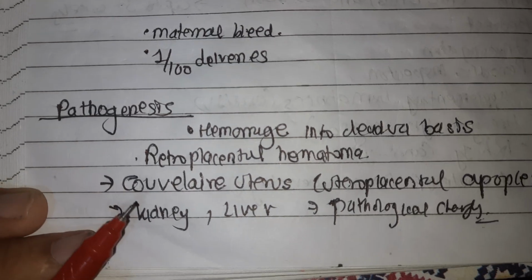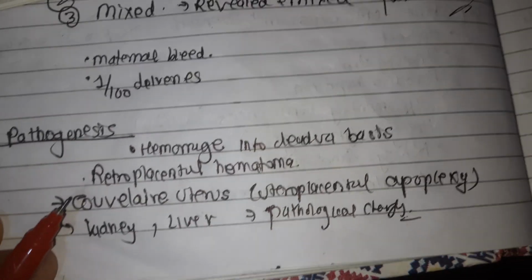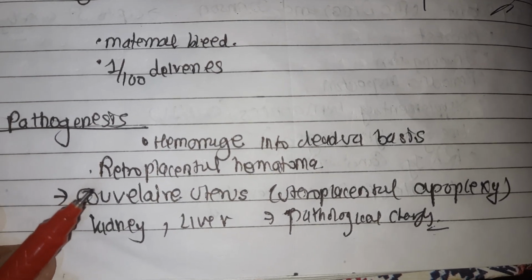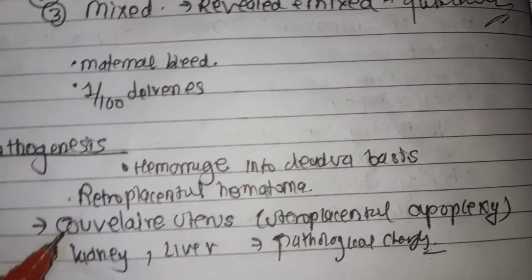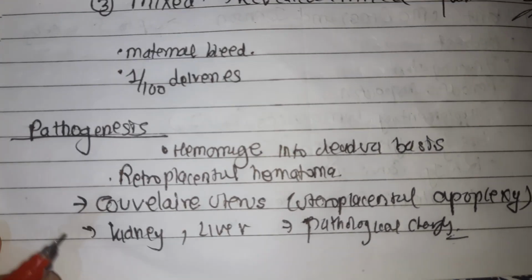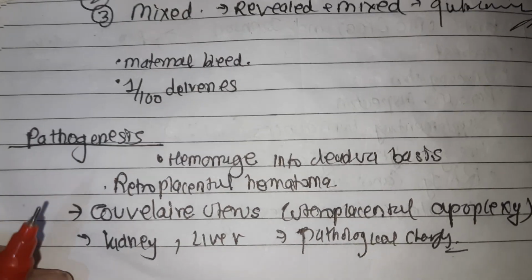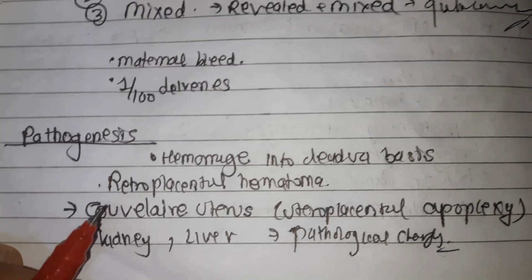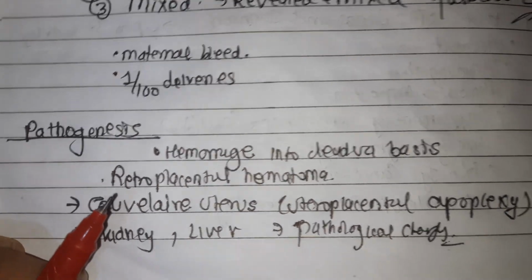And the next thing we have is the Couvelaire uterus, also known as uteroplacental apoplexy. It is a pathological entity first described by Couvelaire, and it is met with in association with the severe form of concealed abruptio placenta, where there is massive intravasation of blood into the uterine musculature up to the serous coat, and this condition can only be diagnosed by laparotomy.